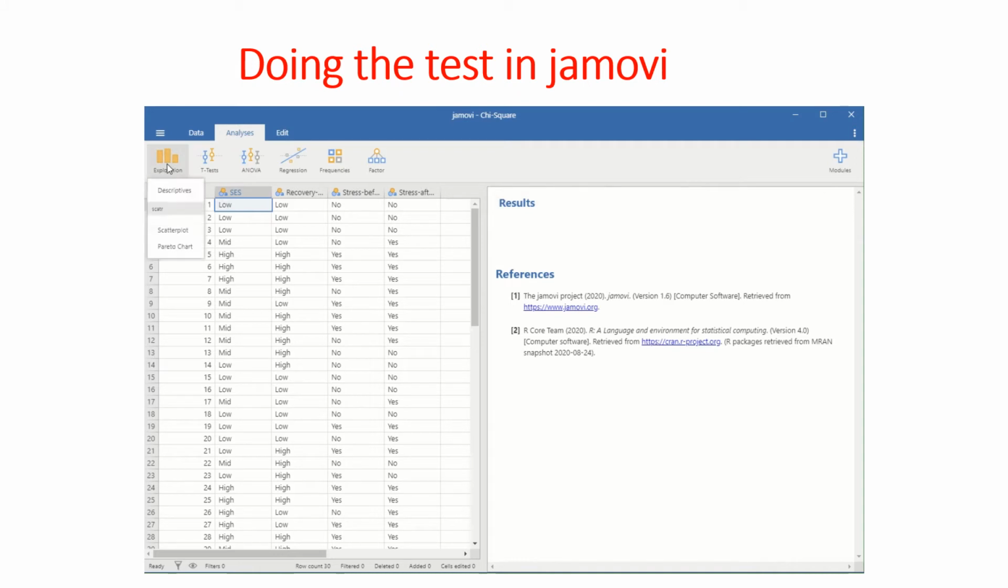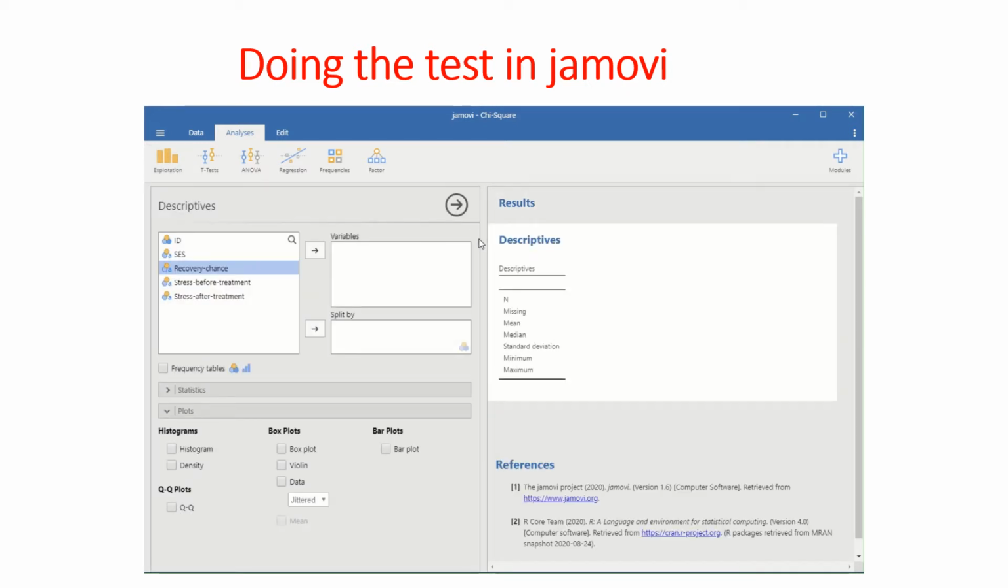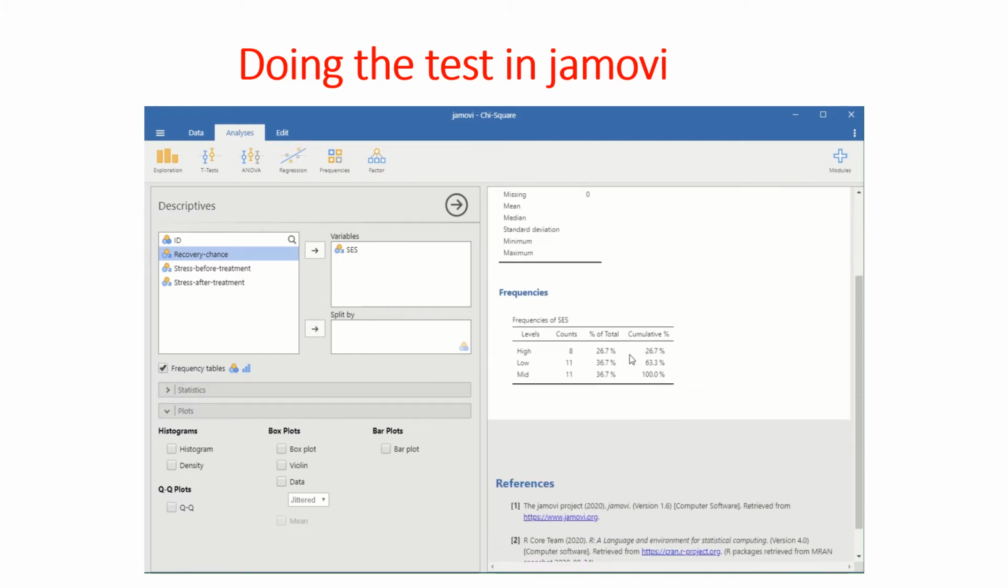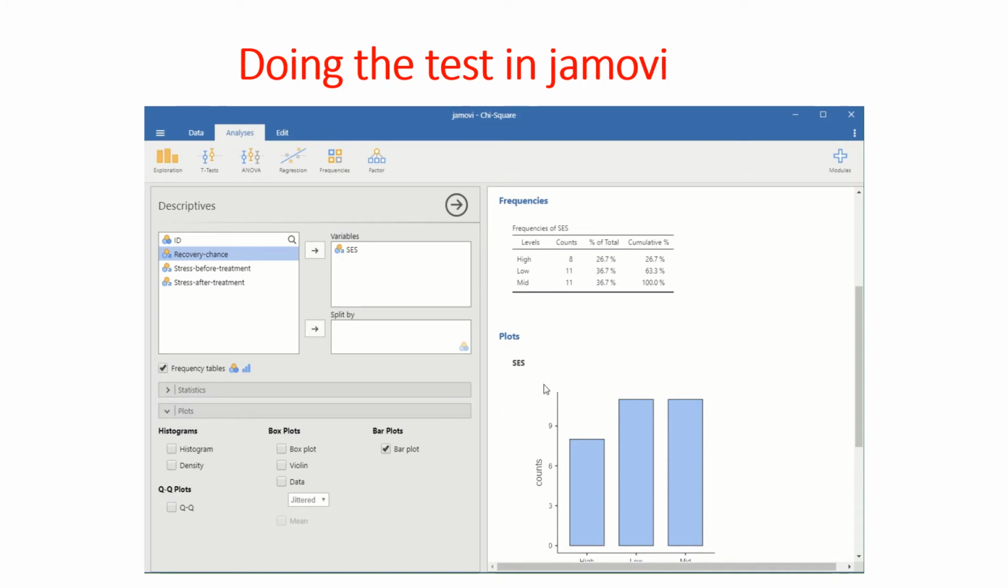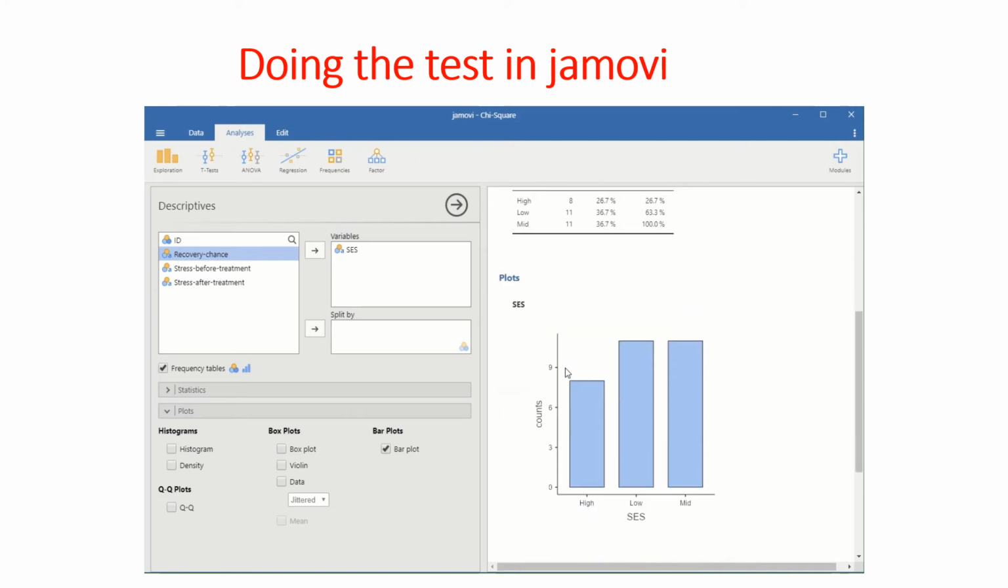Before we do the Pearson's chi-square test, we just do some descriptive statistics. We'll put socioeconomic status here, and then we'll make a frequency table. We also create a bar plot. I told you that if you have a nominal variable, you can create bar plots to better present your data. If you look at the bar plot, you'll see that the number of people in the low and mid socioeconomic status is higher than in the high socioeconomic status.